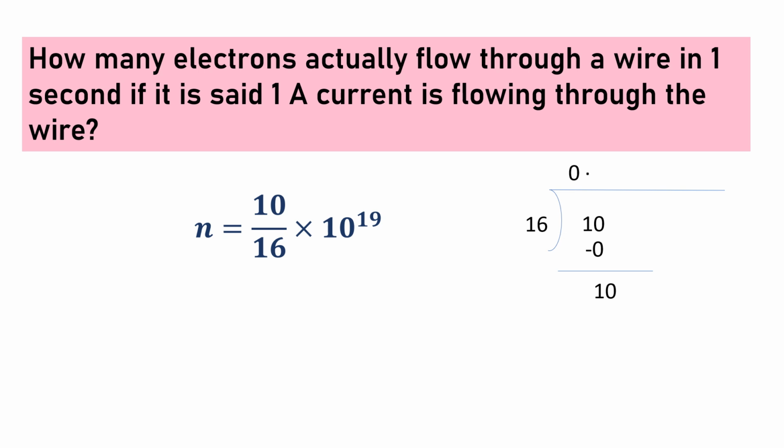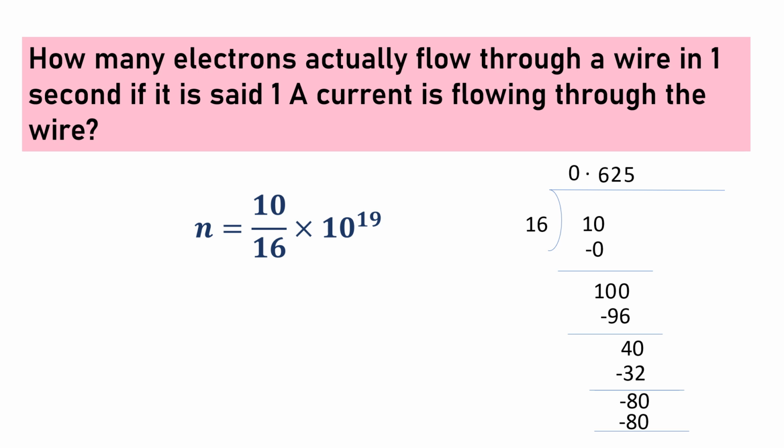Then we can put a decimal point, and for that decimal point we can put a 0 beside 10. It becomes 100. 16 times how much is closest to 100? 16 times 6 is 96. So if we subtract, we get 4. Alright, we have already taken the decimal point. Now we can put a 0 beside 4. So 16 times 2 is 32. And if we subtract that, we get 8. And if we put 0 beside 8, it becomes 80. So 16 times 5 is 80. Alright, here the division terminates. So our quotient is 0.625.